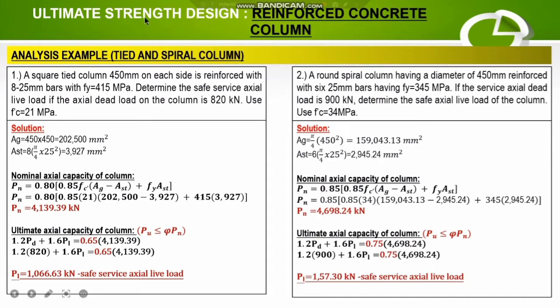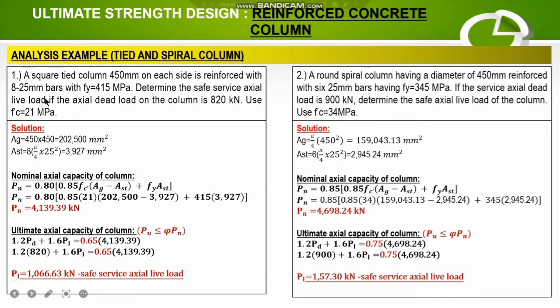So for the solution, the gross area Ag of our column is 450 by 450, which is equal to 202,500 mm squared. And the steel reinforcement area is equal to 8 times the quantity pi over 4 times 25 squared, which is equal to 3,927 mm squared. The problem asks us to solve for the safe service axial live load.